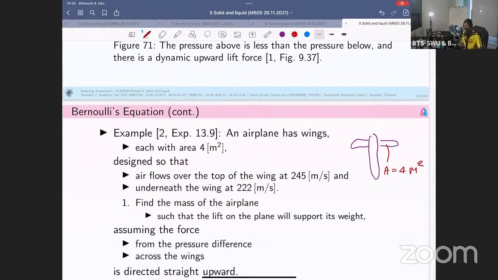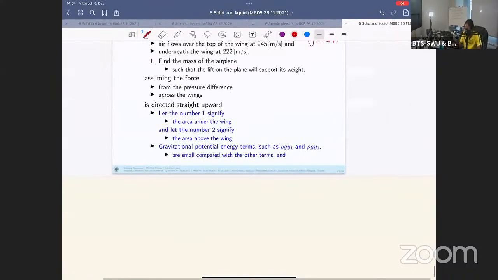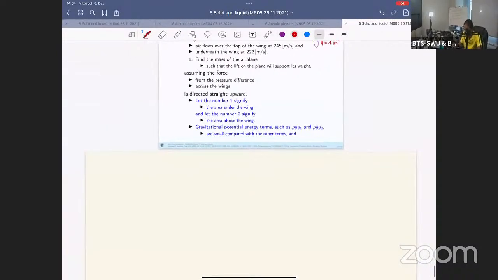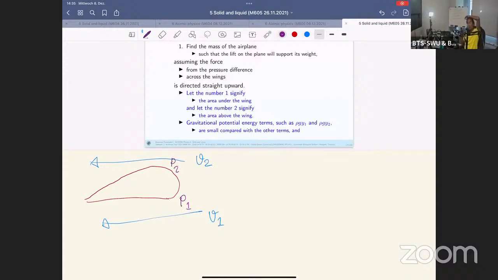Okay, anyway, let's go ahead with this phenomenon. We have the wing right here, wing shape like this, and the speed here, let's say this is V2, this is V1, right? And we have pressure P1, P2, in the upper part of the wing.